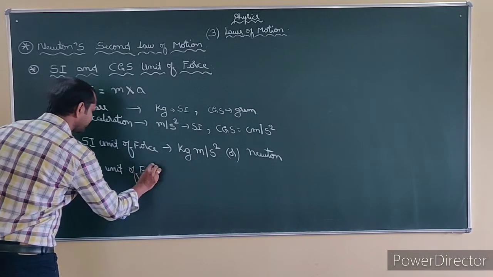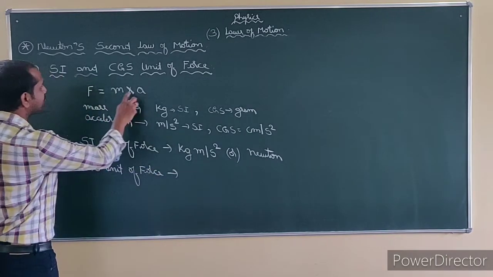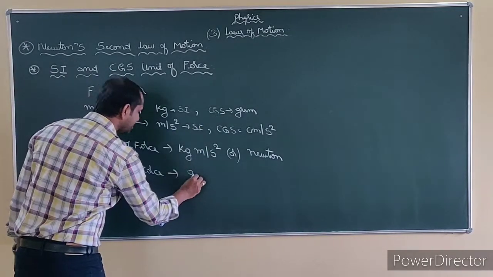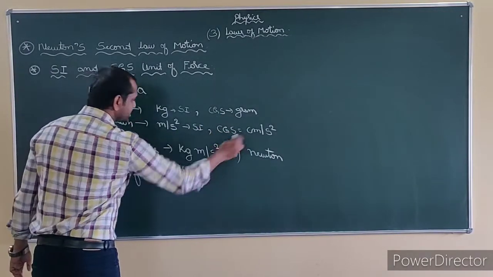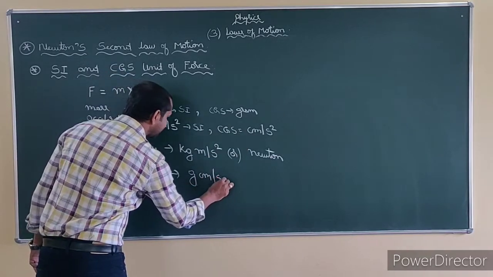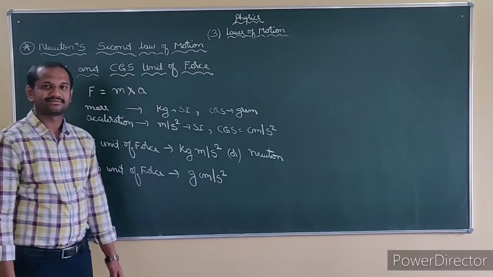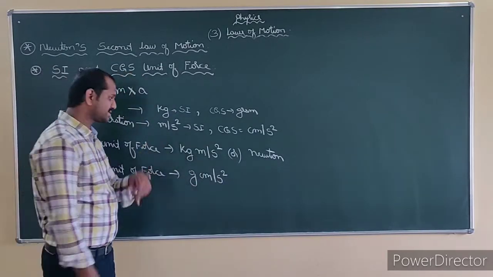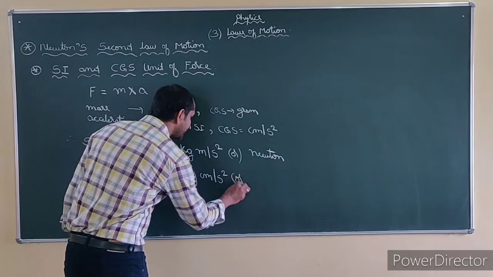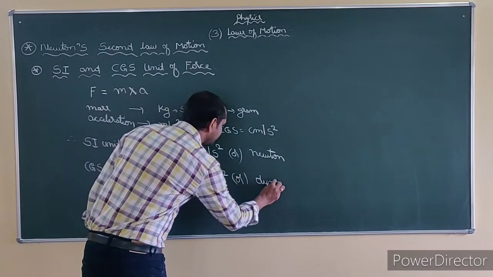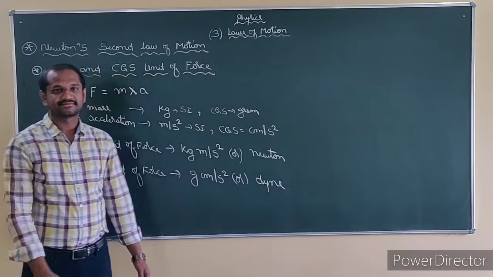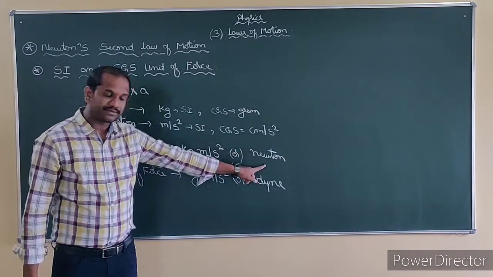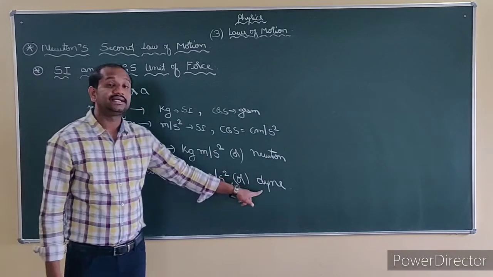CGS unit of force. What is the CGS unit of mass I have taken? CGS unit of mass is gram. CGS unit of acceleration is centimeter per second square. Now, do we have any other name like Newton in the case of CGS? Yes. In the case of CGS, we can write it as dyne. This is a new concept to you. So, SI unit of force is Newton, CGS unit of force is dyne.